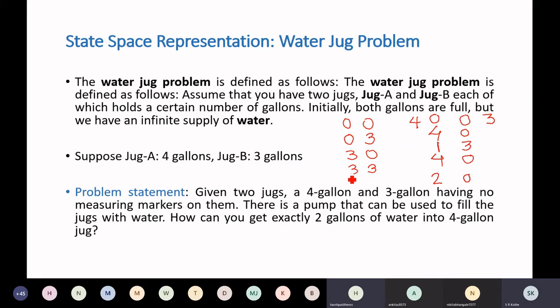Okay. Then the 3 jug, we pour it into the 4 jug. So this will become 4 and this will become 2, right?